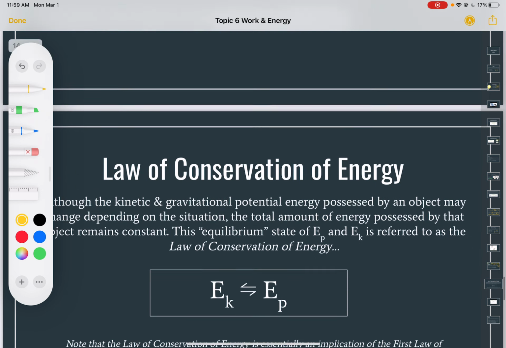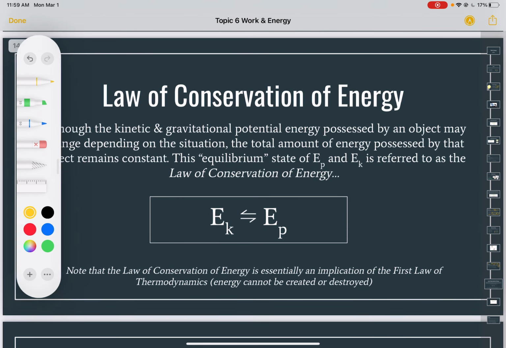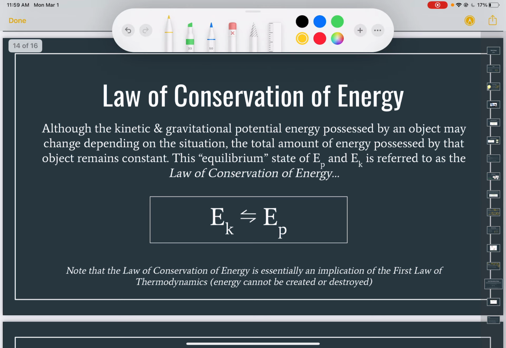So that's that. Our last part here is talking about the law of conservation of energy. It says, although kinetic and gravitational potential energy possessed by an object may change depending on the situation, the total amount of energy possessed by that object remains constant. So this equilibrium state of EP and EK is referred to as the law of conservation of energy.